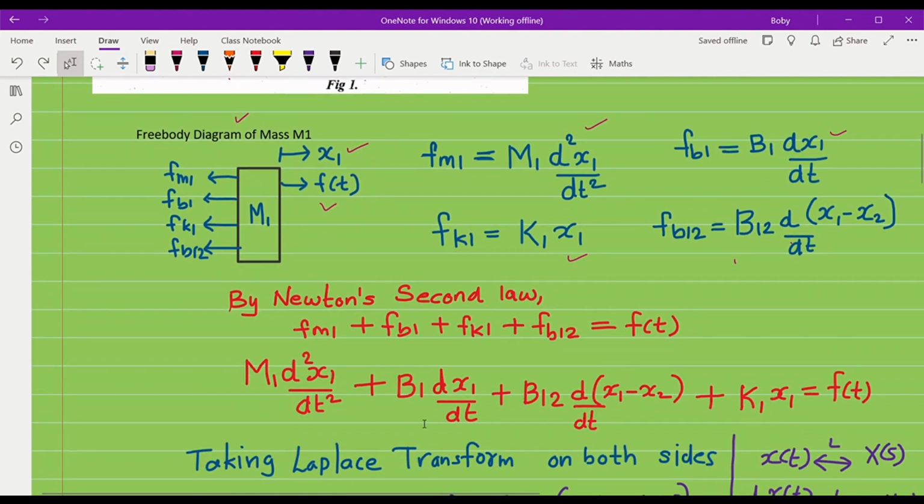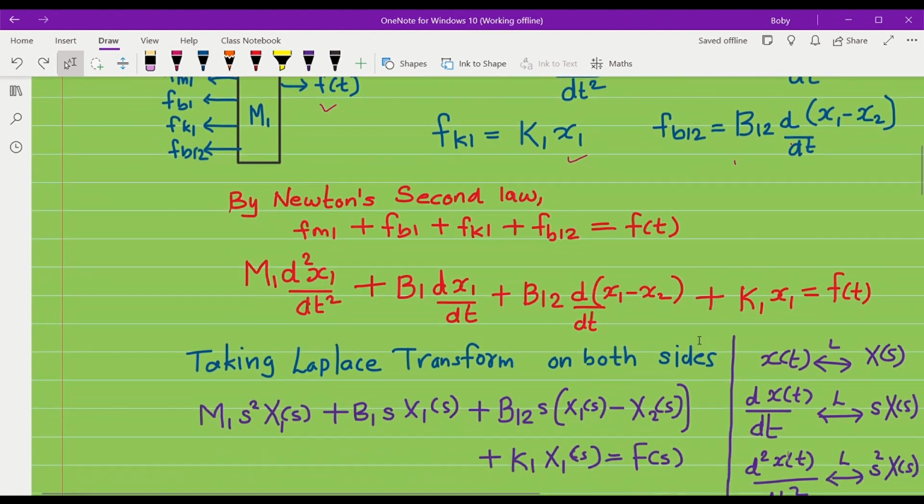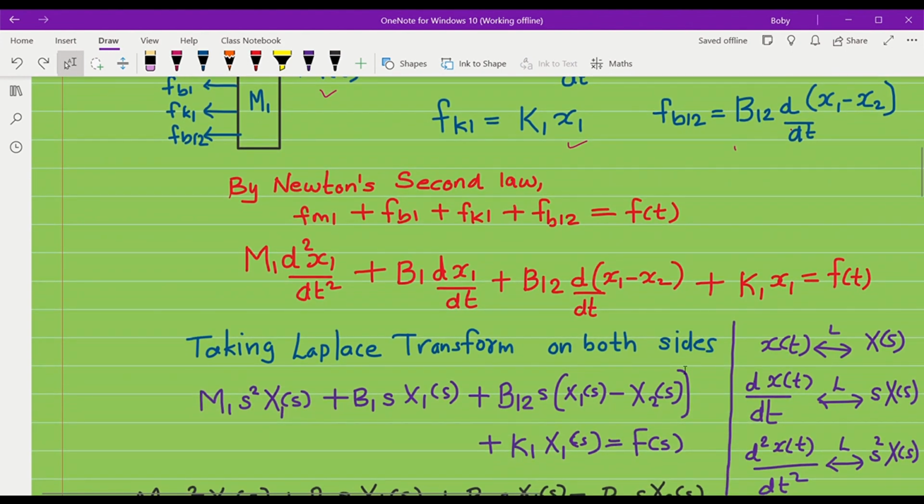Now when we are moving forward, let's apply Newton's second law here. That is, the applied force f of t is equal to the sum of all the opposing forces. So fm1 plus fb1 plus fk1 plus fb12 is equal to f of t. Now we write down all the equations we wrote earlier here: m1 d square x1 by dt square, and so on.